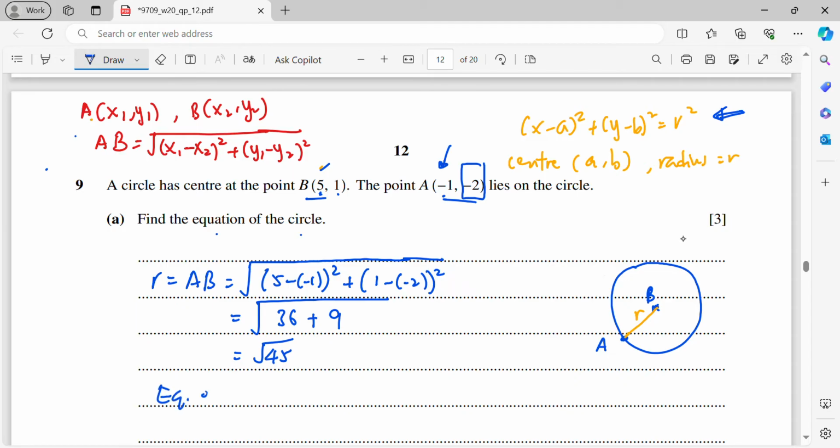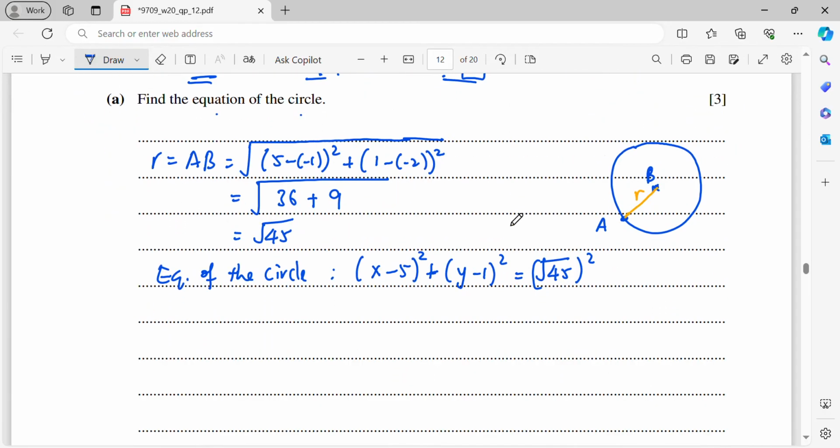So equation of the circle, it will be x minus 5, because center is at 5. (x minus 5) squared plus (y minus 1) squared equals r squared. So square root of 45 squared. Then now, just simplify the right side. You will be getting (x minus 5) squared plus (y minus 1) squared. The square and square root cancel off. Okay, then you will be getting 45. So that's the solution of part A.